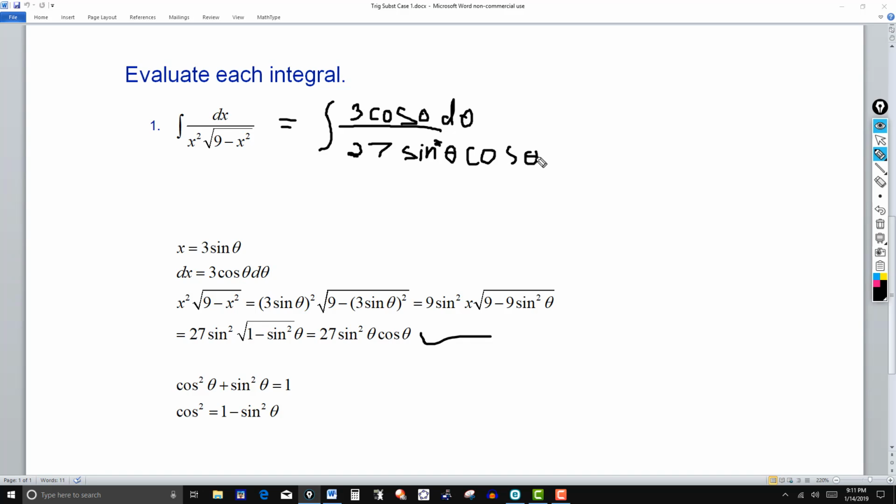Okay, so now we set this equal to, and then we simplify. Cosine and cosine cancel out, divide out to be 1. 3 goes into 27 9 times, so that's 1/9 that's left over. I'll take that out in front here. This will be 1/9 times the integral of, so what do we have left here? 1 over sine squared theta d theta.